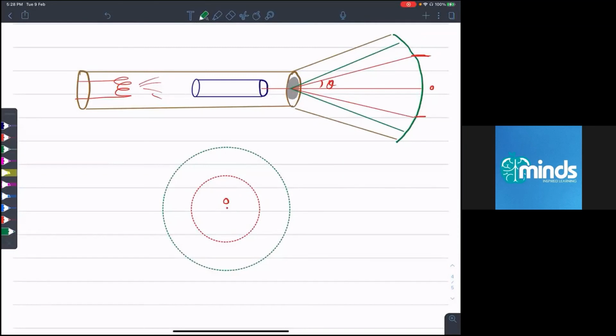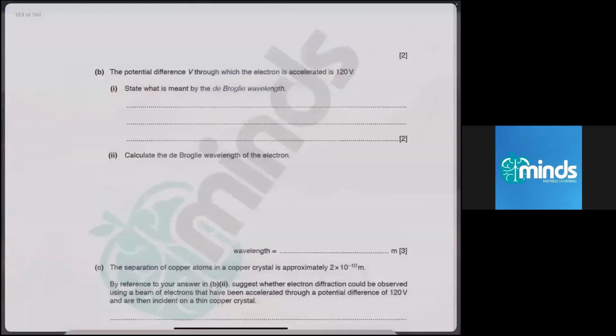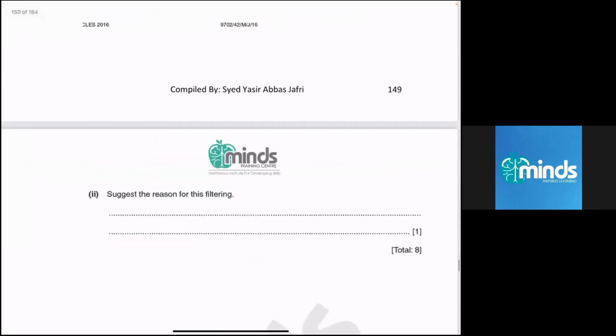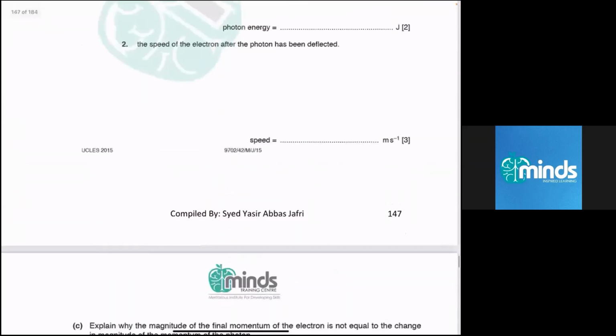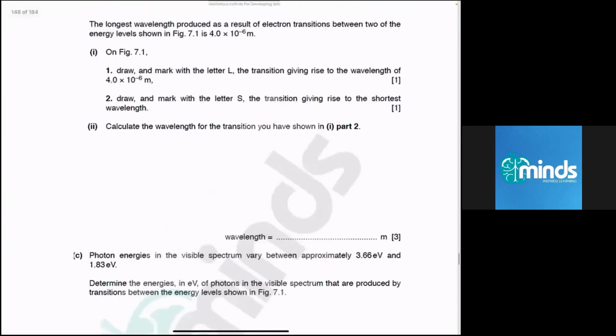How many of you are able to understand this? Because this arrangement is closely related to what we have discussed in J.J. Thomson's experiment as well. The only thing is here we will be using graphite, which will be acting like a diffraction grating. I hope you remember this term. Because in the past paper booklet, if I'm not wrong, when I was going through the questions, I just saw a question.